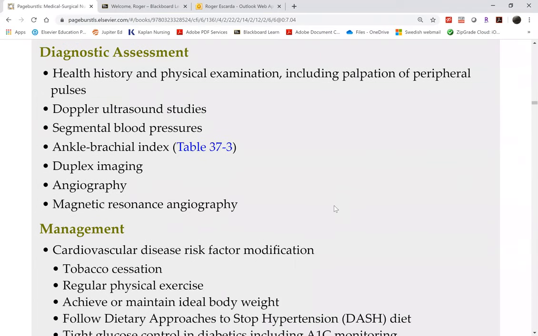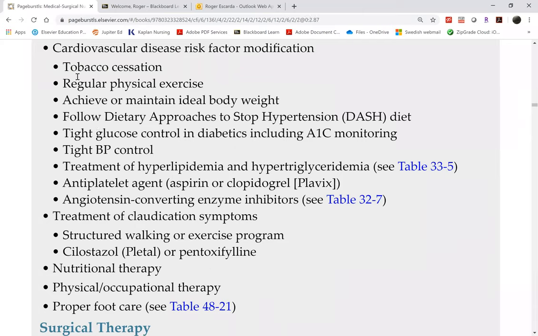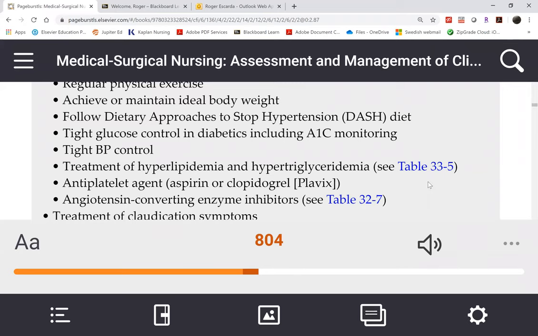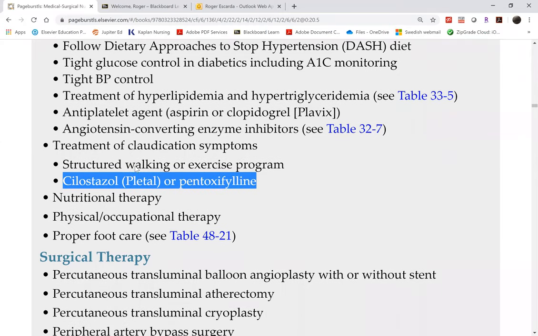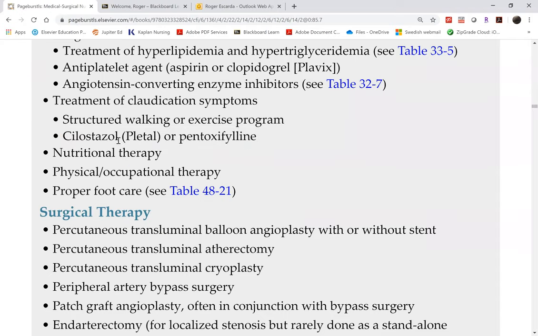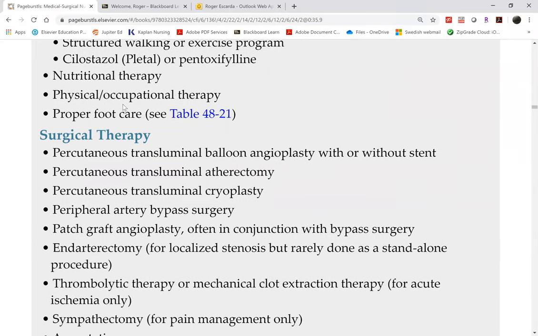Okay, diagnostic now. As you can see, looking at the management for PAD, it's the same as in hypertension: tobacco cessation, exercise, DASH diet, and tight BP control. The drugs used, though, are only for PAD, cilostazol and pentoxifylline. These drugs promote blood flow, either by vasodilation or, I can't remember which one, but one of them increases red blood cell flexibility, meaning even in tight arteries that are up to 80% occluded or more, the red blood cells will become flexible and squeeze through even those tight areas. Nutrition, obviously, that's low sodium, low fat, PT, and then foot care.